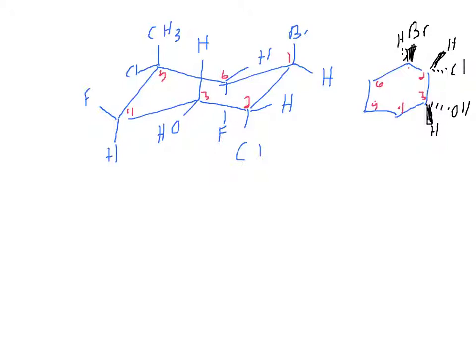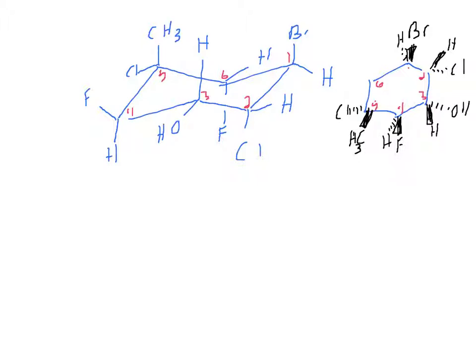Fluorine and an H. The fluorine is cis or trans to the OH on carbon 3? Trans. The fluorine is trans to the OH. So fluorine's going up, the OH is going down. There's H. Carbon 5. Chlorine on carbon 5 is cis or trans to the F on carbon 4? Trans, so it's going down. That means the CH3 is going up.